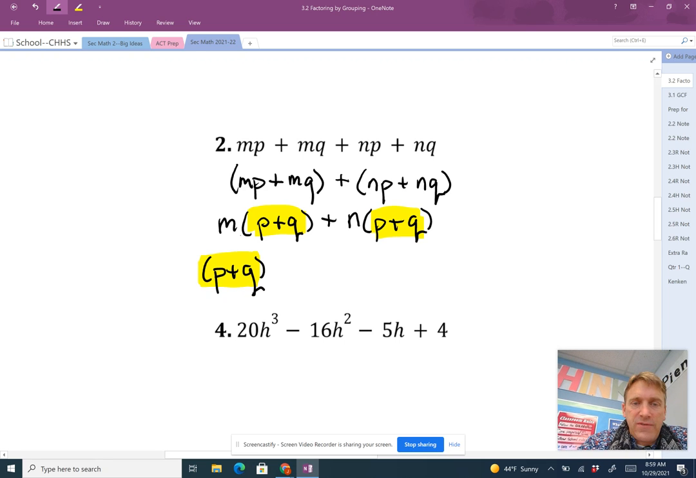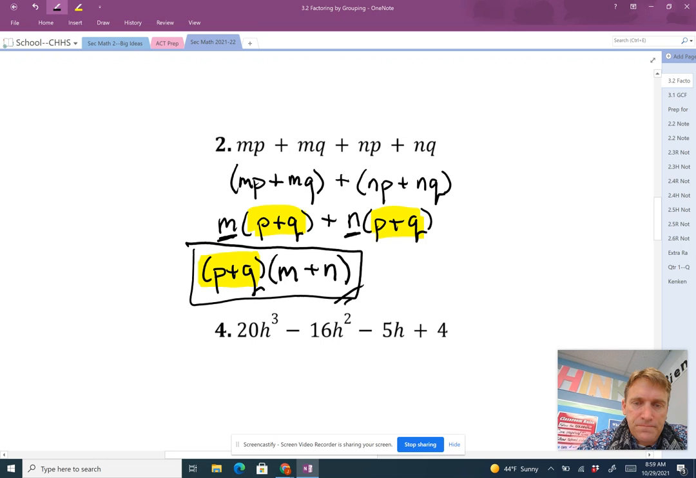And I say, what's left of each of those two separate parts? In this part, there's an M left, so that's parentheses M, plus, in this set, there's an N left, so N inside the parentheses. And I get P plus Q times M plus N, and that is factored.